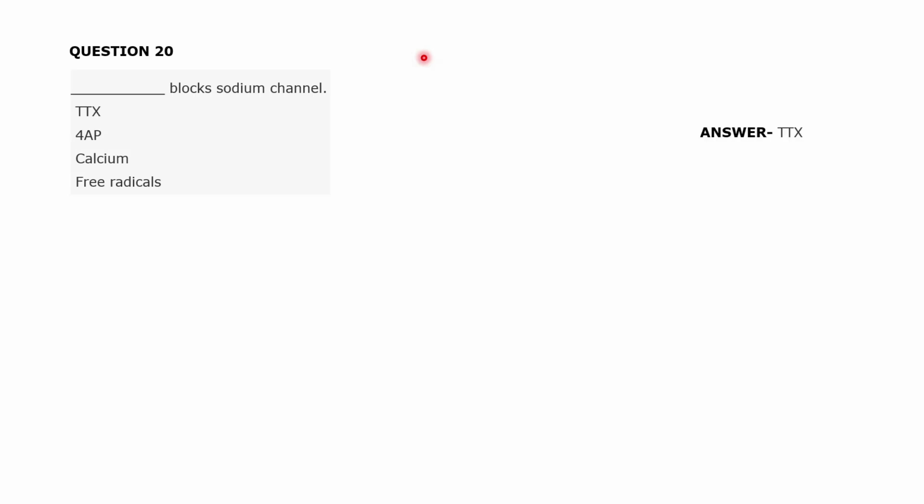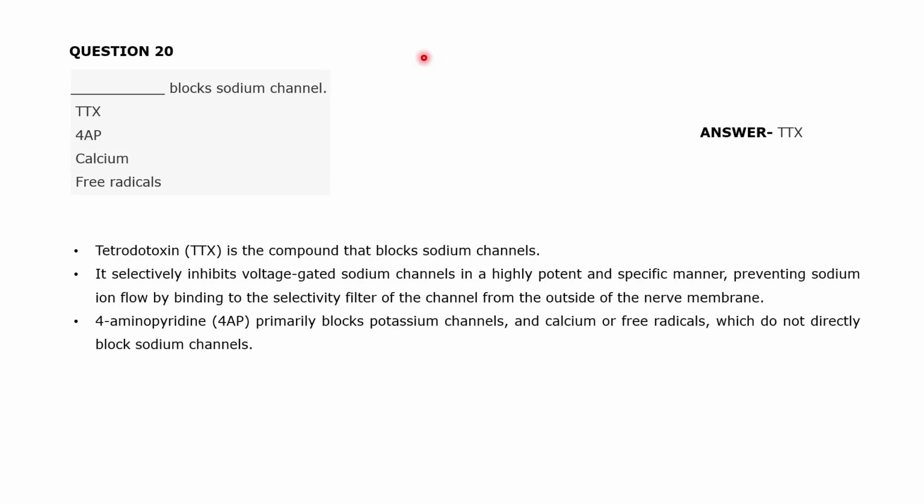So you are basically thinking tetrodotoxin, right? Tetrodotoxin is a compound that blocks sodium channels. Sodium channels are essential for causing depolarization, right? And it inhibits the voltage-gated sodium channel in a highly potent and specific manner, preventing the sodium ion inflow, thereby preventing depolarization.